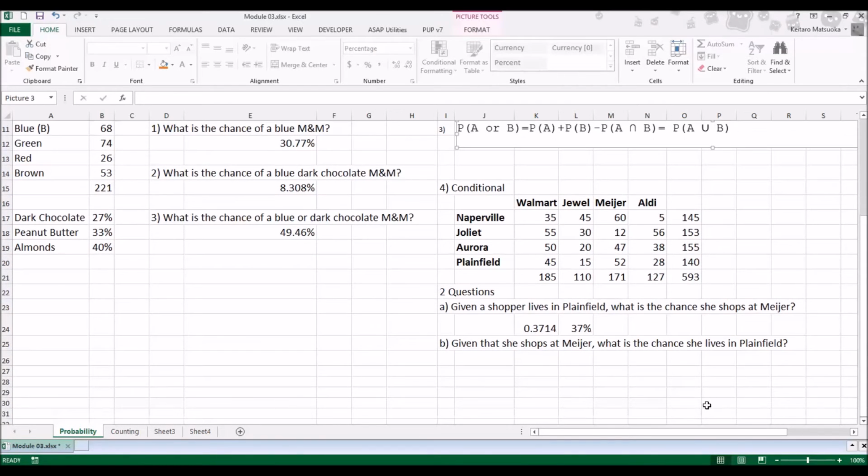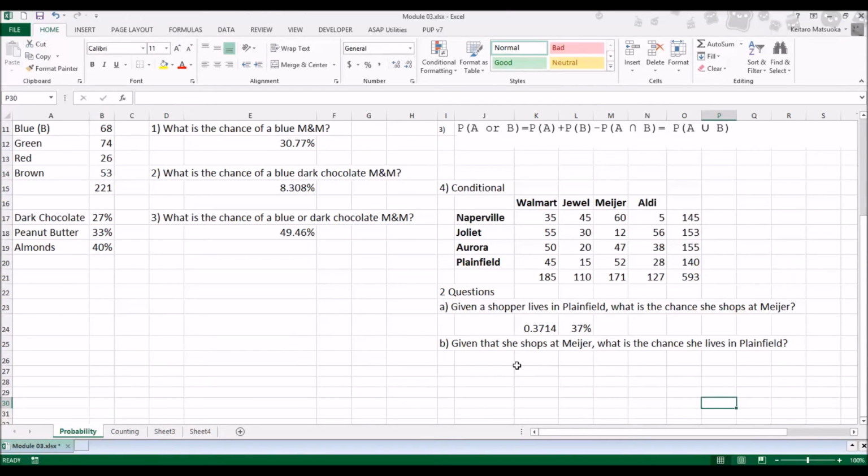How is that different from part B? Given that she shops at Meijer, what is the chance that she lives in Plainfield? Well, now the condition is different. The condition now is the Meijer shoppers, these folks here. Out of those people, what is the chance that she lives in Plainfield? So that number would be 52.